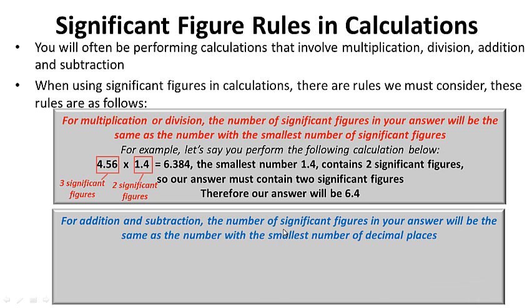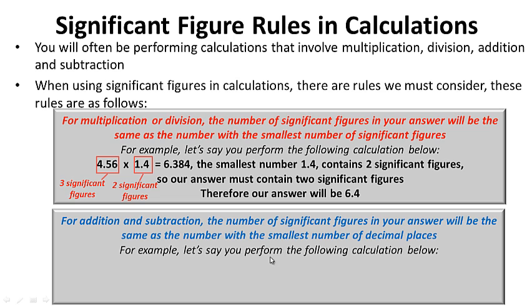For addition and subtraction, the number of significant figures in your answer will be the same as the number with the smallest number of decimal places. Okay, read that again. For addition and subtraction, the number of significant figures in your answer will be the same as the number with the smallest number of decimal places.